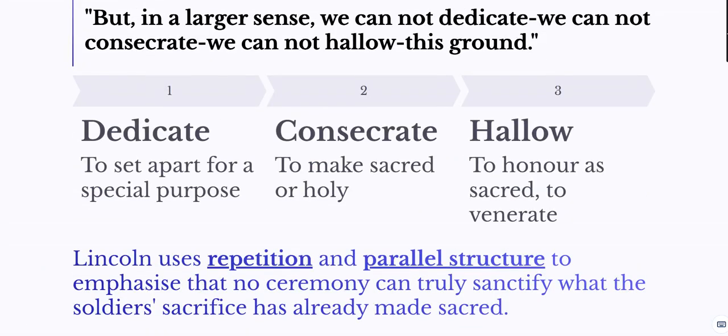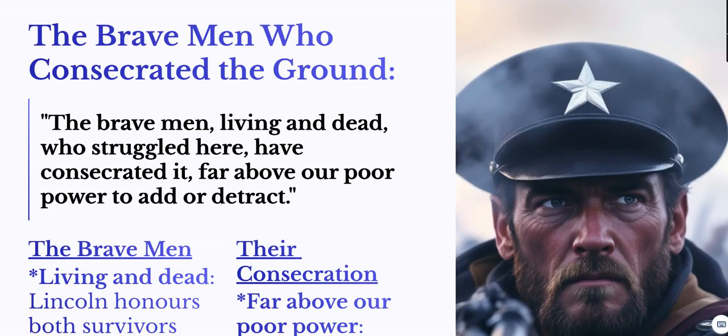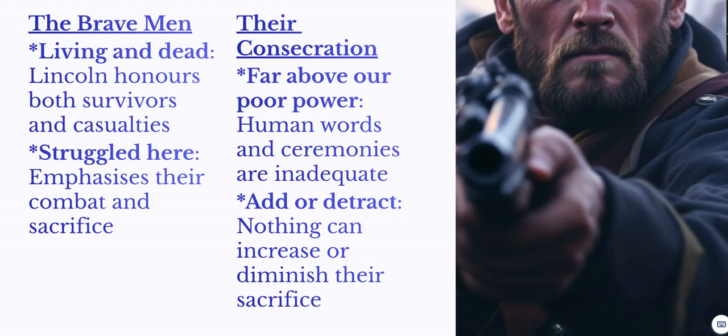So he is using a parallel structure and a repetition technique. Brave men who consecrated the ground. "The brave men, living and dead, who struggled here, have consecrated it far above our poor power to add or detract." So he says that "brave men, living and dead" means that Lincoln honors both the survivors as well as the casualties. "Struggled here" emphasizes their combat and sacrifice, and their consecration "far above our poor power" here means that human words and ceremonies are inadequate.